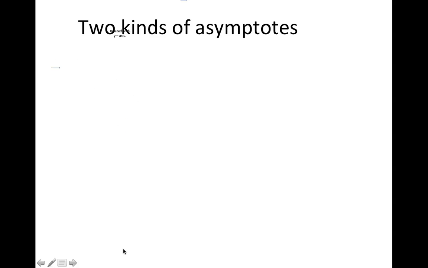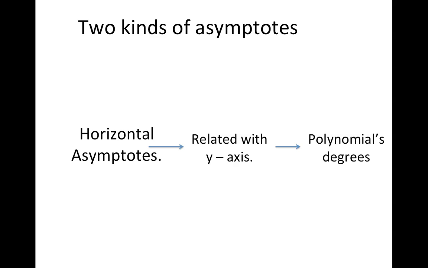We have the other ones, the horizontal asymptotes, which are related with the y-axis and with the degree of the polynomial. Do you remember what the degree of a polynomial is? It is the maximum exponent to which the variable is raised.